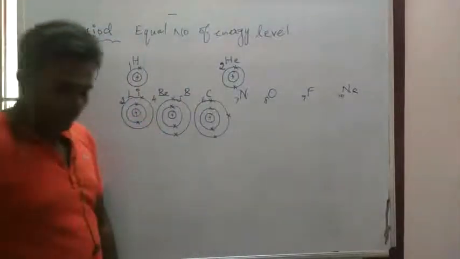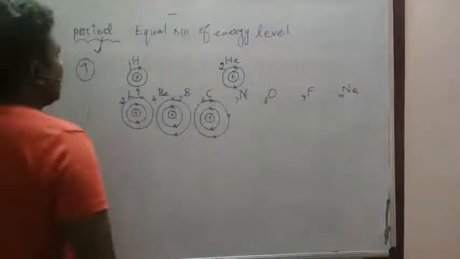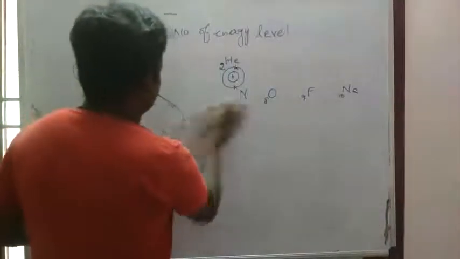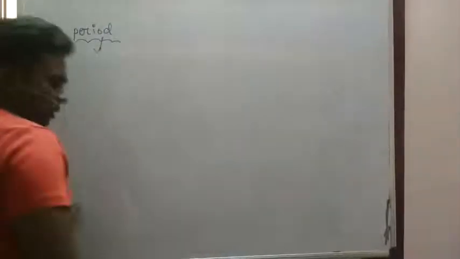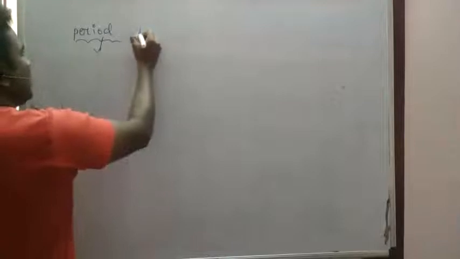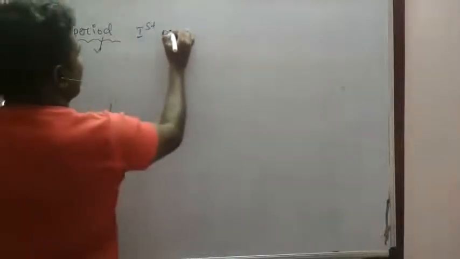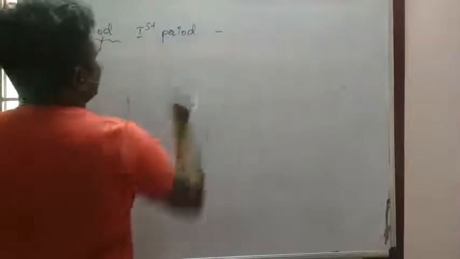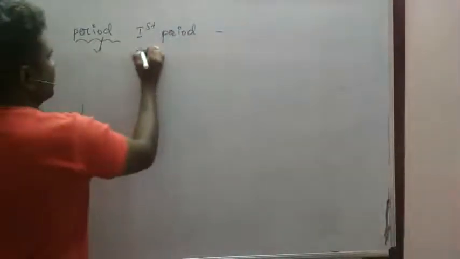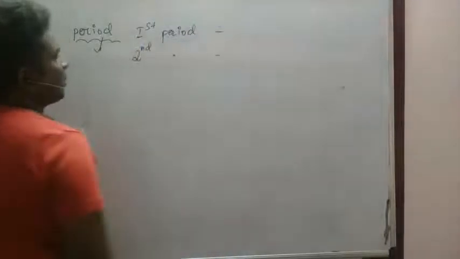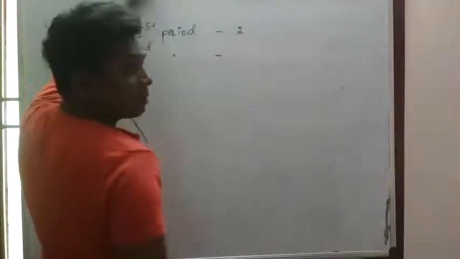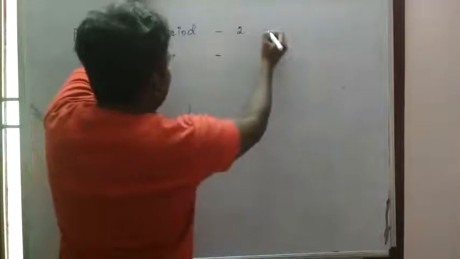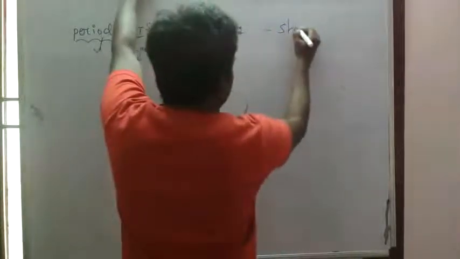Now, when you are taking the periods, the first period, if you have taken it, how many elements are there? In the first period there are only 2 elements, so it is called the shortest period.